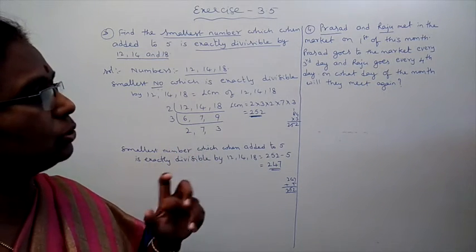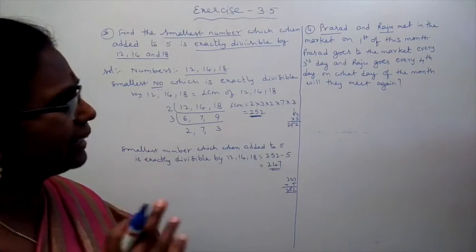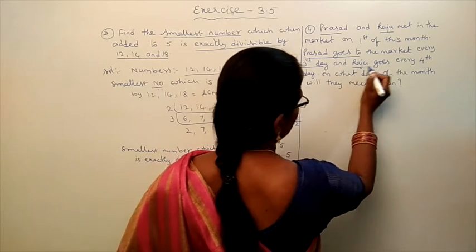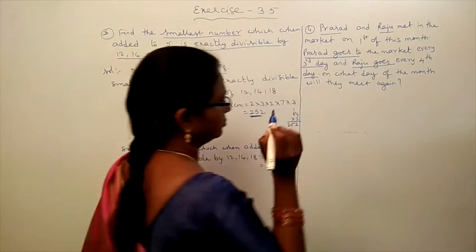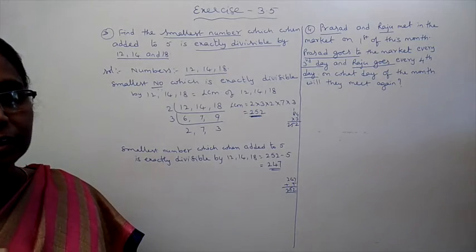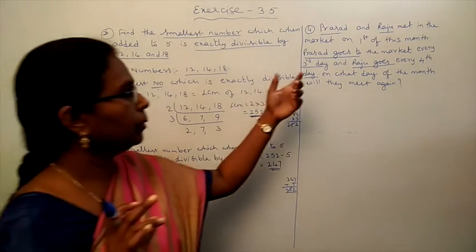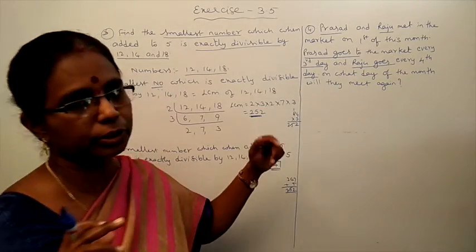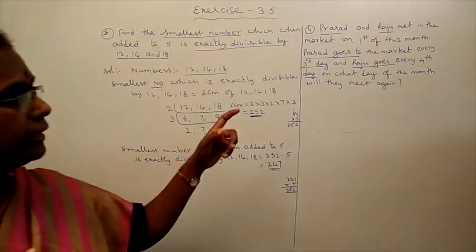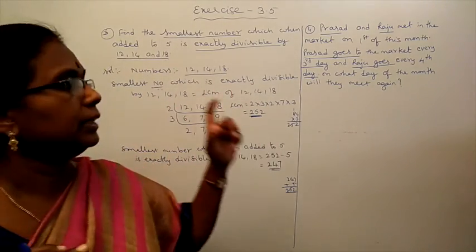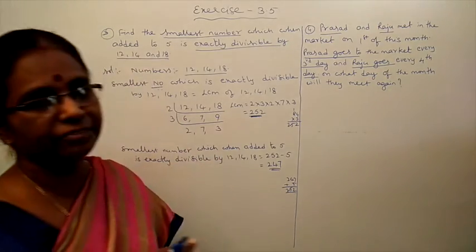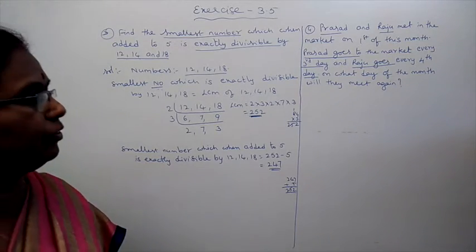But Prasad and Raju are not going to the market every day. Prasad goes to the market every third day. Raju goes to the market every fourth day. Then on which day will they meet in the market? Means we have to find the LCM of 3 and 4. Because Prasad goes to the market every third day and Raju goes every fourth day. Then if you find the LCM, you will get the common multiple, means the common day when they will meet in the market.